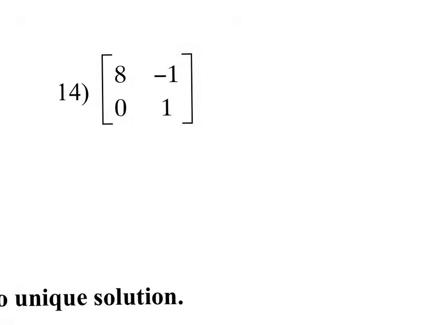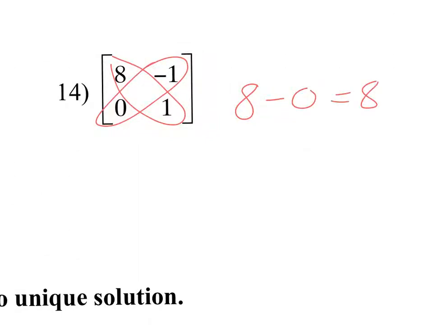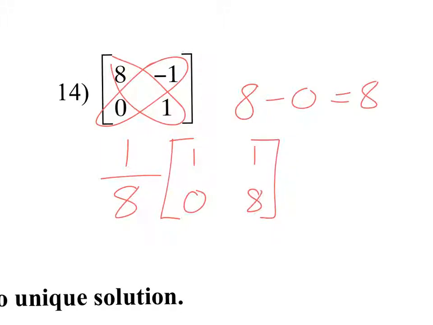So number 14, I'm going to do the same thing. I'm going to find my determinant first. We've got 8 minus, in this case, 0. Okay, and I'm going to build my inverse. 1 over the determinant, 1 over 8. I'm going to flip my forward diagonal, 1 and 8, change the sign of the backwards one, and we're done.